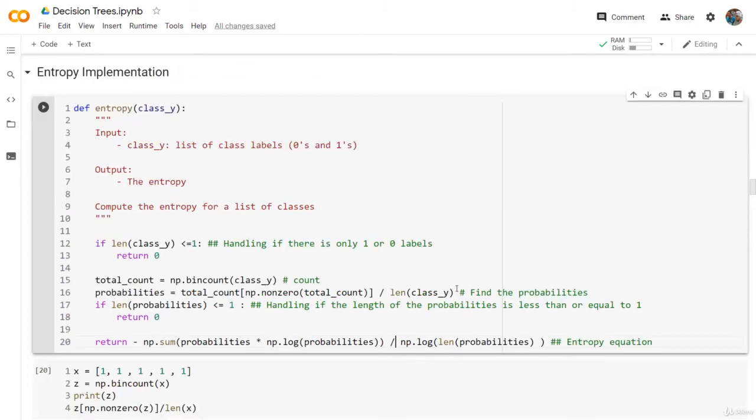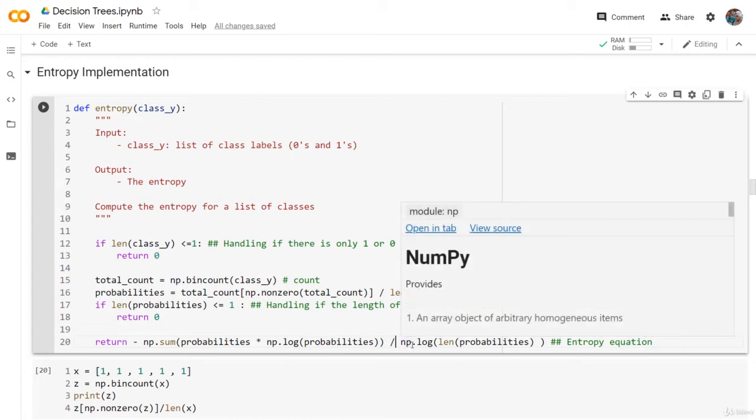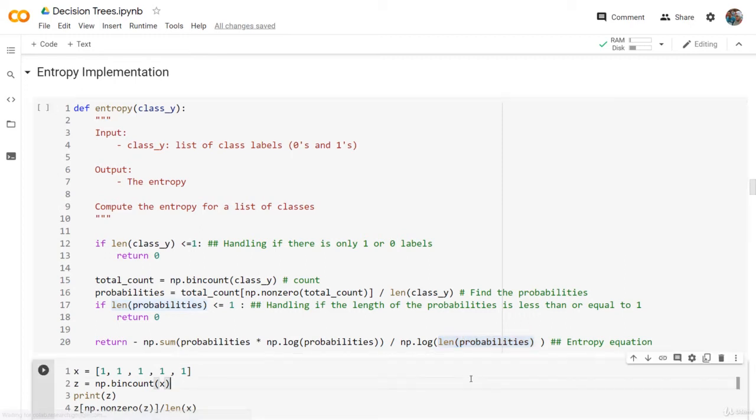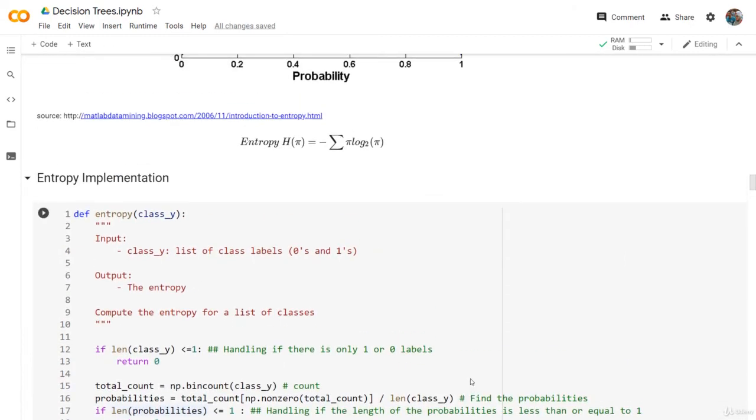Okay, and in order to find the total entropy over all the elements, we are going to divide by nb.log of the length of all the probabilities. So basically 2, right? So here we have 2, and nb.log2 of 2 will return 1. So this is in case we want to extend this code to work with non-binary scenarios. Okay, so this is the equation for the entropy and how we can implement it. And I will leave this source for you if you want to read more about entropy and go deeper into the mathematics for this equation.